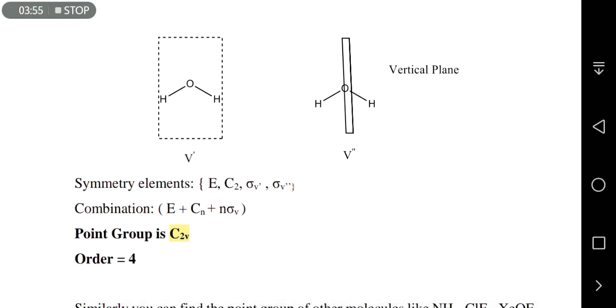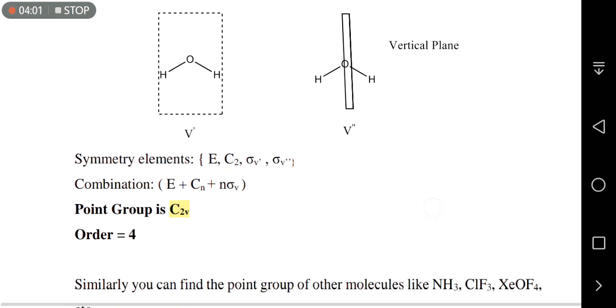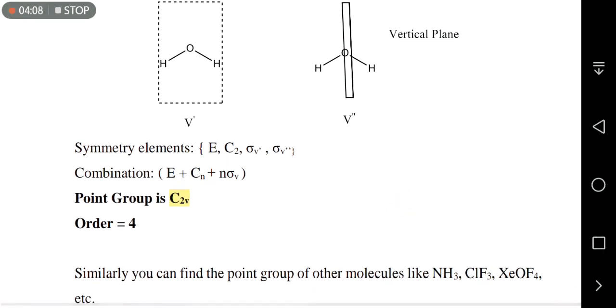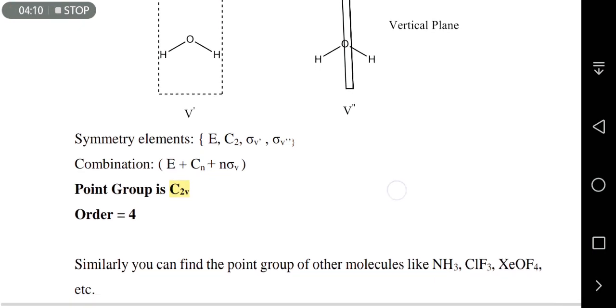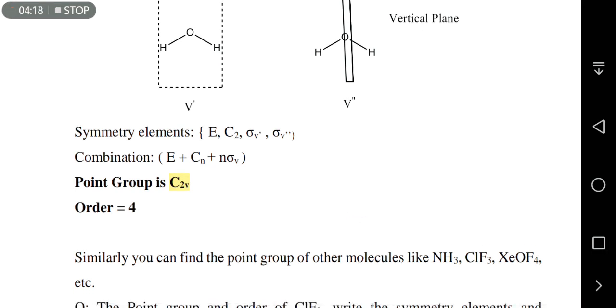So what are the symmetry elements present in this molecule? Identity, C2, sigma v dash and sigma v double dash. So the combination is identity plus Cn plus n sigma v. So what is the point group? C2v. And the order of this molecule? It is the number of symmetry elements. Identity, C2, sigma v dash and sigma v double dash: there are 4 symmetry elements. So the order of this molecule is 4.